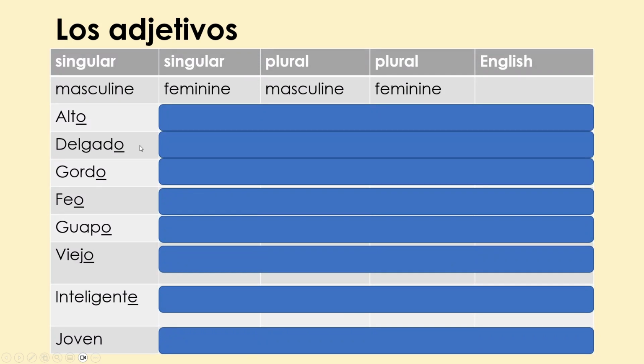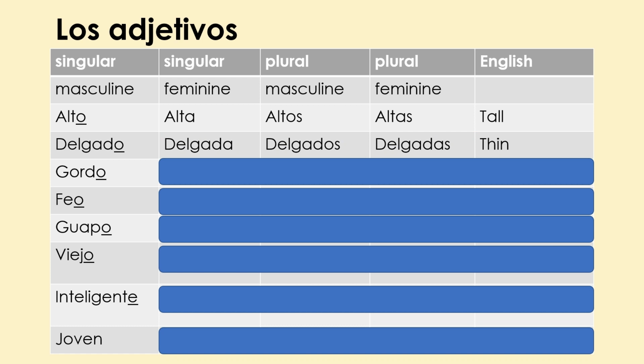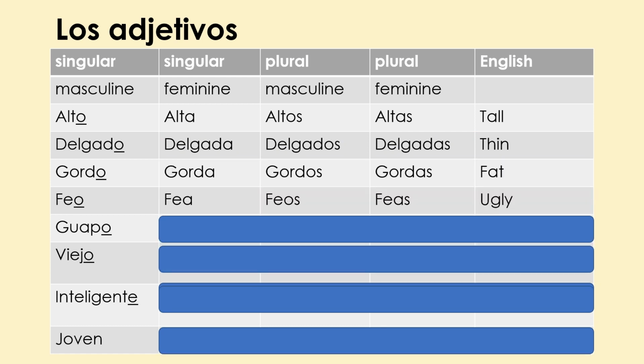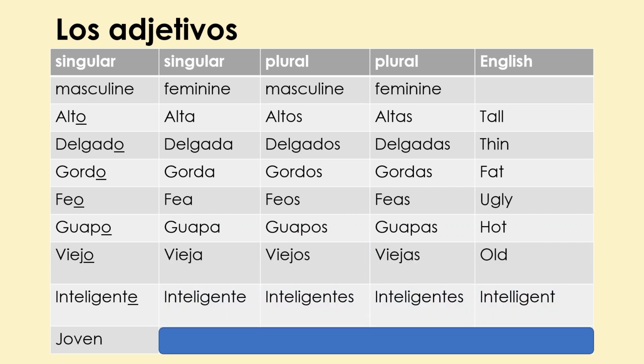So, you should have a handout in front of you that has a table with a few gaps in it. These are the adjectives which you need to have a look at to decide how they change from masculine to feminine singular, to masculine plural, to feminine plural. Don't forget to fill in the English as well. First one should be done for you on the sheet. Come back for the answers in about 5 minutes and press play. Here for the answers, you should have the following. Next one is delgado, then it's gordo, then it's feo, guapo, viejo, inteligente, joven.